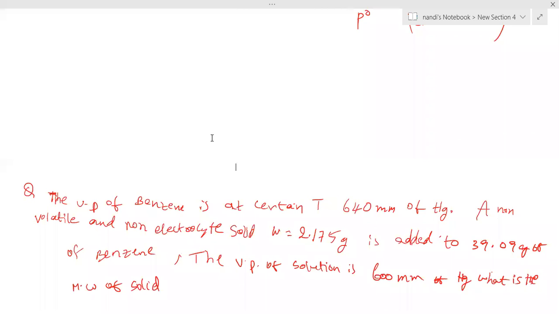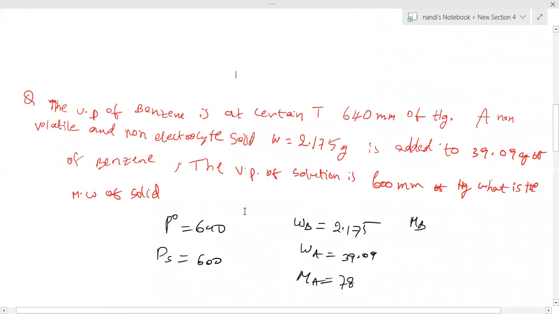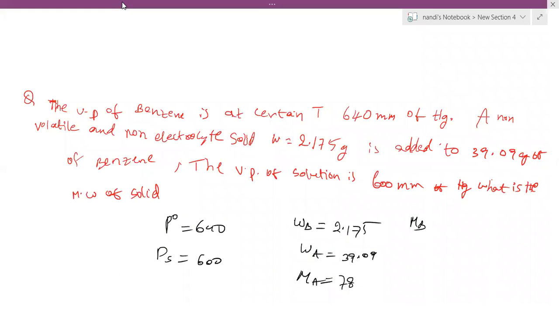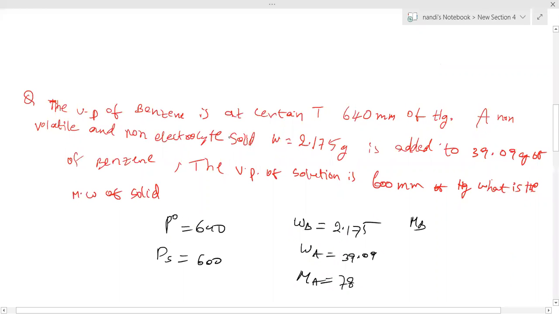Check it, sir. Write all the terminology first, one by one. P naught, how much is given? 640. P naught means the starting value. And PS, how much is given? 600. Then WB, the solute, is 2.175 grams. WA, the solvent, is 39.09 grams of benzene.